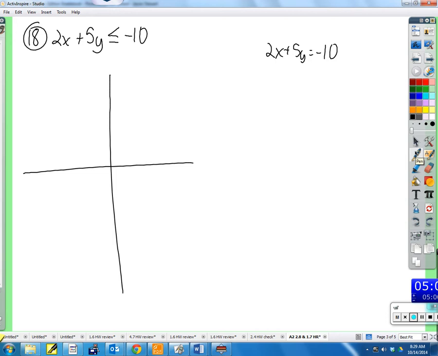What 2 points can we find really quickly? Or how do we find those points really quickly? Gabe? Plug in 0 for x. 0 for x gives us 5y equals negative 10, and y will be negative 2. And what else? 0 for y. And we get x equals negative, by the way, putting x equals is kind of redundant. It's in the x column, so it's negative 5.